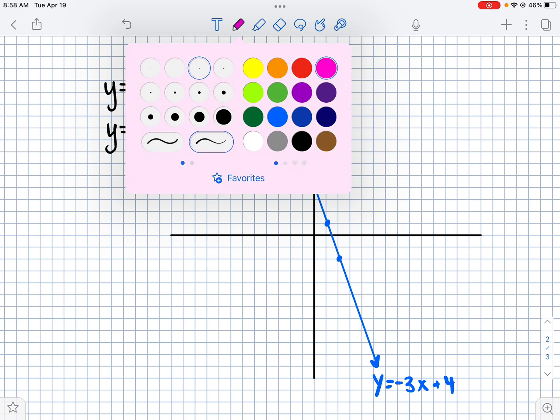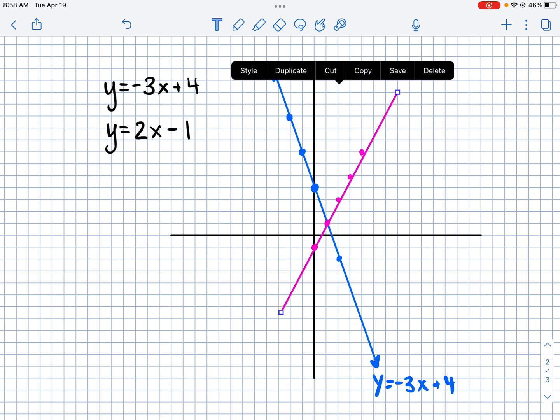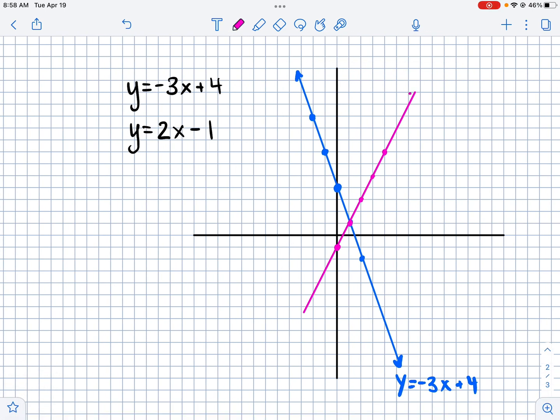And then let's graph 2x minus 1. So I get a y-intercept of negative 1, and I'm going to go up 2 over 1, up 2 over 1, up 2 over 1. I've got to fix that, sorry. I should just freehand it maybe. Okay, there we go. So that's my line, y equals 2x minus 1.